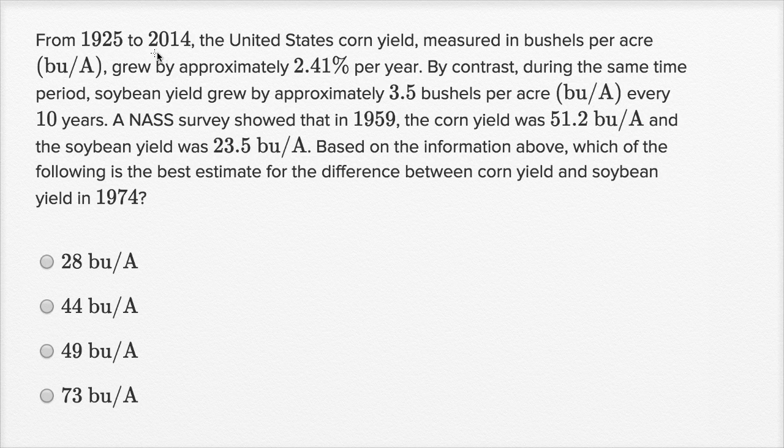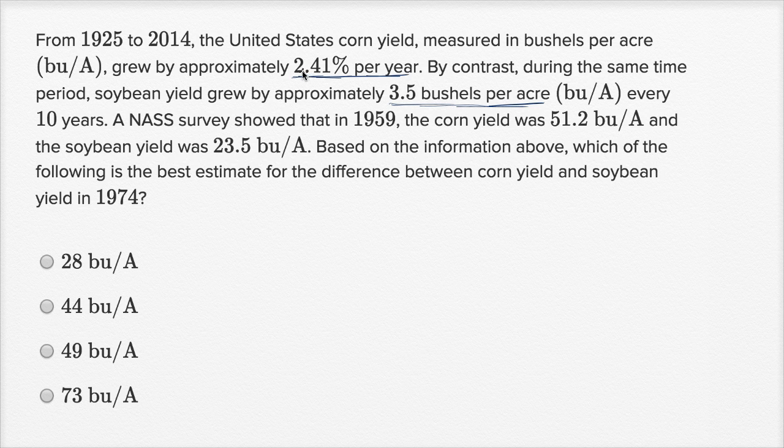From 1925 to 2014, the United States corn yield measured in bushels per acre grew by approximately 2.41% per year. By contrast, during the same time period, soybean yield grew by approximately 3.5 bushels per acre every 10 years. All right, so there's something interesting going on here.